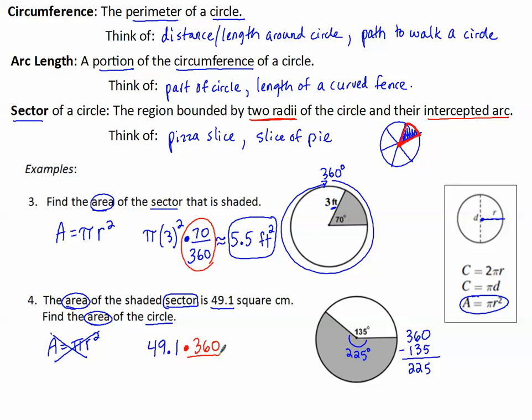360 divided by 225 degrees, the angle in our sector, the central angle of our sector. Let's go to our calculator. We get exactly 78.56, and because it's still area, we say centimeters squared. That's the same as square centimeters. Let's look at a couple more.